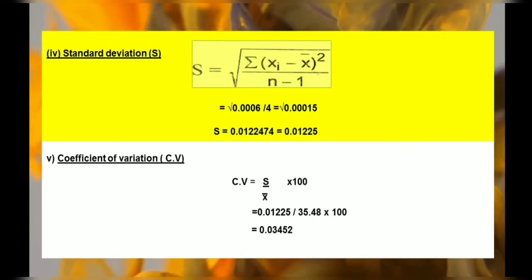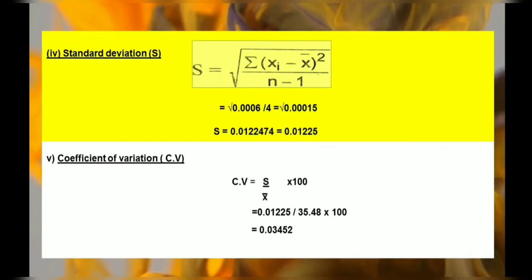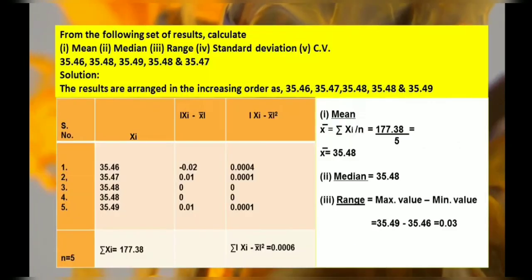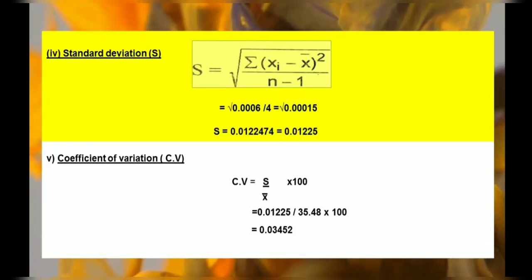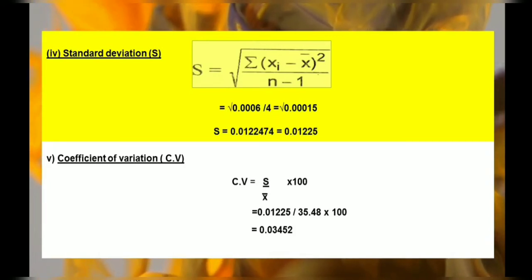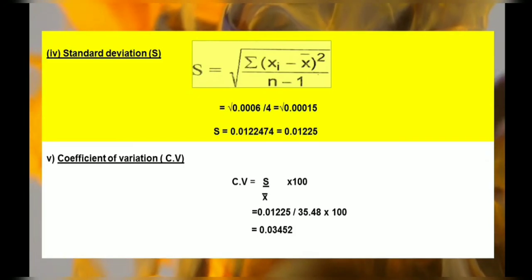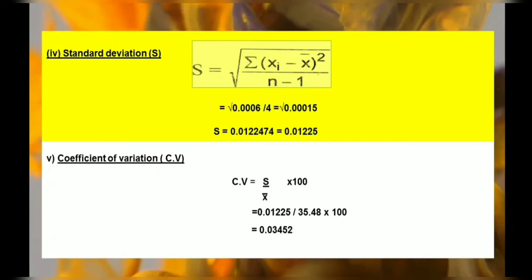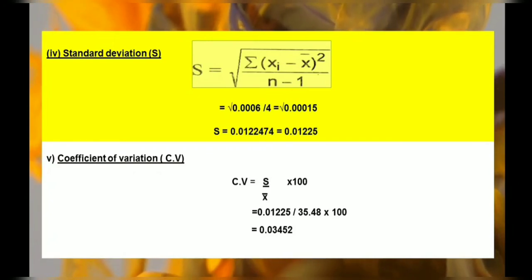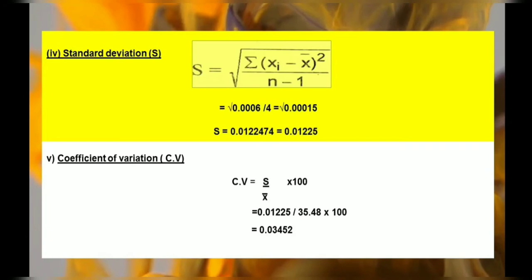Now come to the formula of standard deviation. S is equal to square root of sigma (xi minus x bar) whole square divided by n minus 1. So sigma (xi minus x bar) whole square value is 0.0006 divided by n minus 1. n is equal to 5, so n minus 1 is equal to 4. Square root of 0.00015, and finally the S value is 0.01225. And finally, coefficient of variation. CV is equal to S by x bar into 100. S value is 0.01225 divided by 35.48 into 100. So CV is equal to 0.03452.